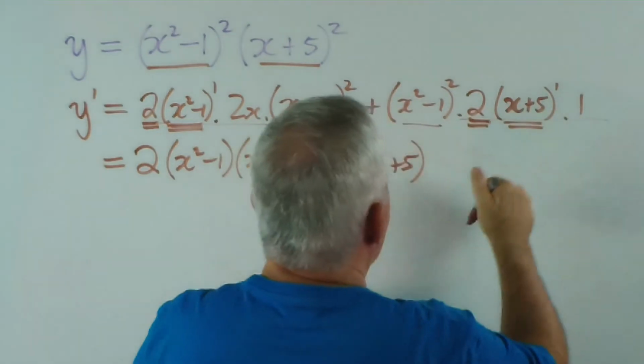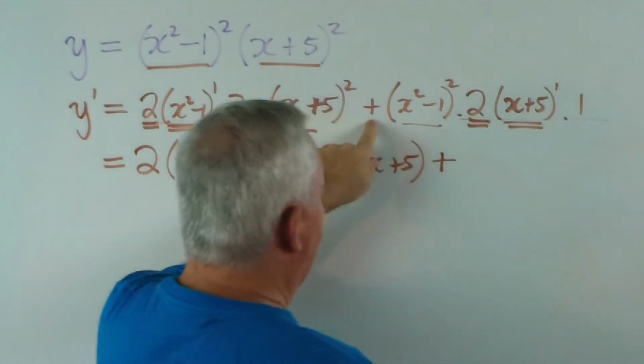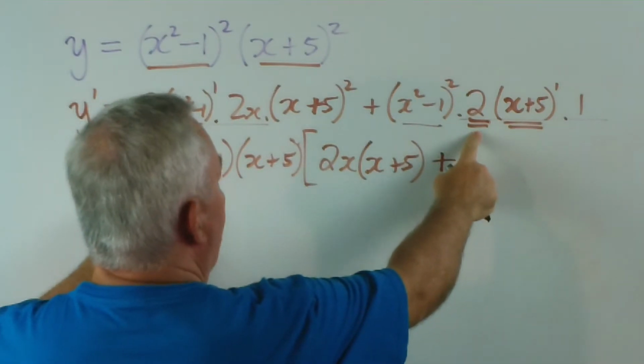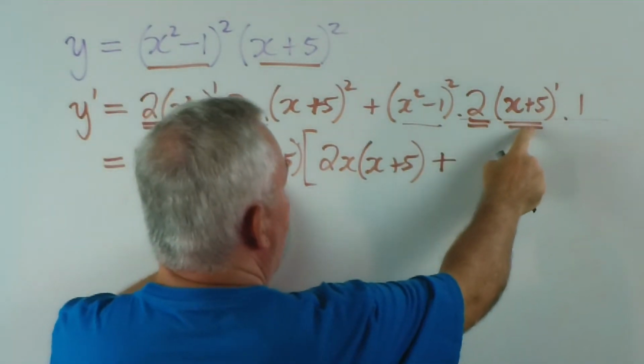Let's move to this next bit. Plus, must write that in. What have we taken out? We've taken the 2 out. We've taken the x plus 5 out completely.